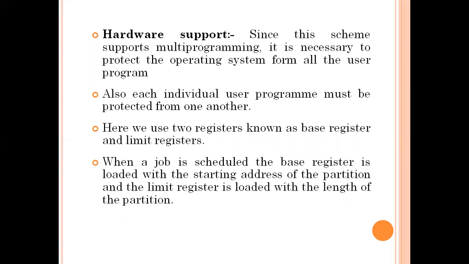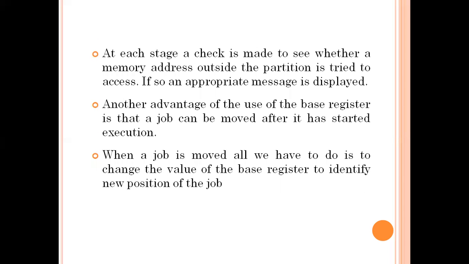Suppose partition number 2 starts at the address 5000 and goes up to 9000. So the starting address of the partition is 5000 and the size is 4000, which means it will go up to 9000. In that case, the base register is loaded with the address of the starting location, that is 5000, and the limit register stores the size of the partition, that is 4000. At each stage, the operating system needs to check whether an address outside the partition is being accessed or not.